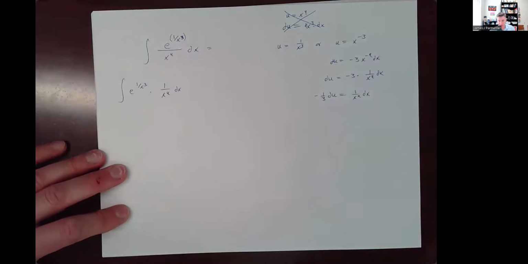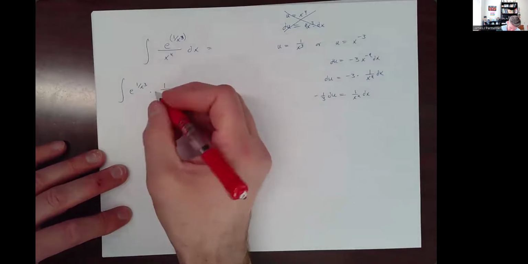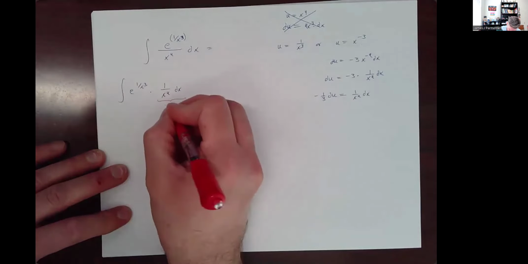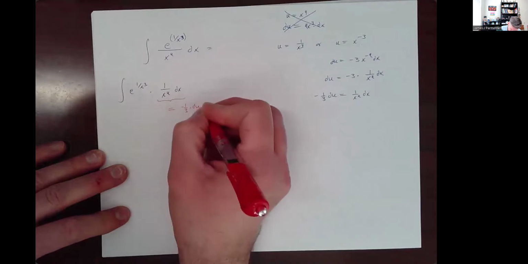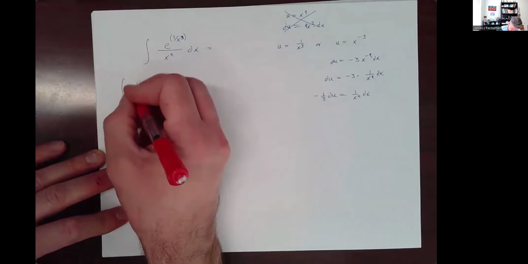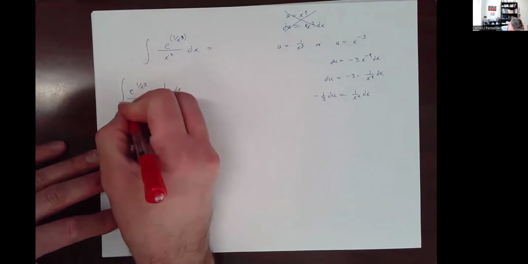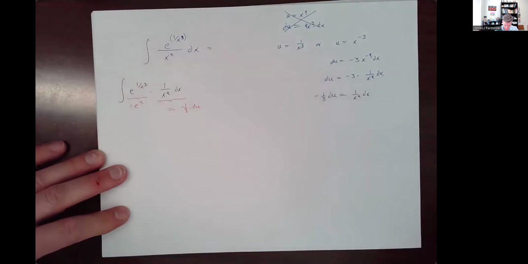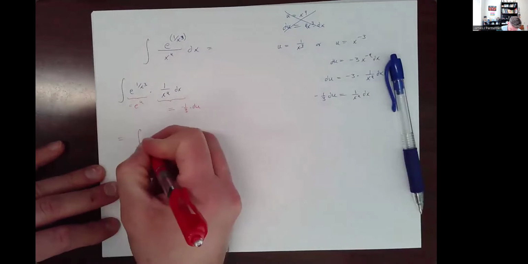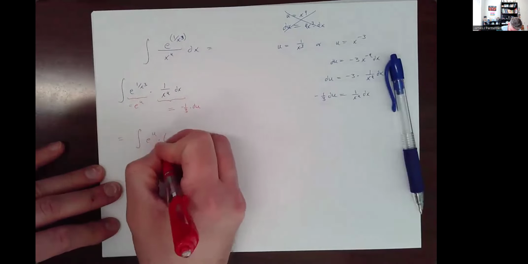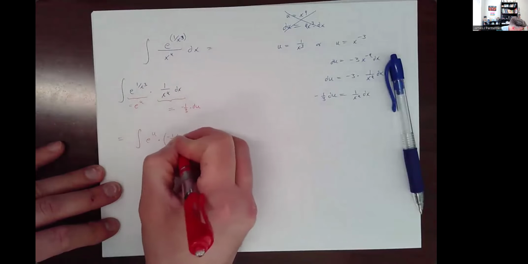So we can really see that we're going to replace this 1 over x to the 4th times dx. It's equal to negative 1/3 times du. And this e to the 1 over x cubed is going to be equal to e to the u. So now we can rewrite this. We can write this as the integral of e to the u times negative 1/3 du.